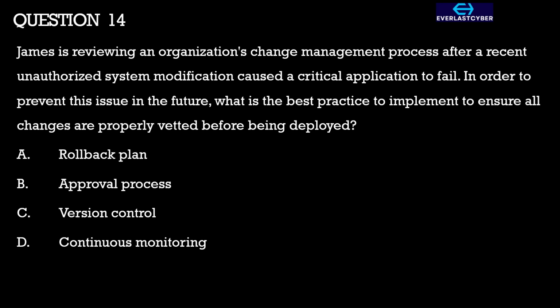A rollback plan is important for reversing changes if something goes wrong, but it doesn't prevent unauthorized changes from being made in the first place. Approval process ensures that every change is reviewed and authorized by the appropriate stakeholders before deployment. This helps to prevent unauthorized, untested, or risky changes, thereby reducing the chance of critical failures. Version control tracks changes in code or configuration. However, it doesn't enforce approval or authorization for making changes.